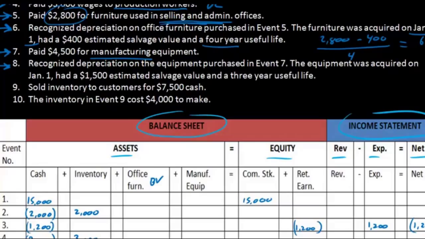Then at event 8, it says right here that we're going to recognize depreciation on the equipment purchased at event 7. This is the manufacturing equipment. It says here that the equipment was acquired on January 1st and had a salvage value of 1,500 and a 3-year useful life. So let's figure out our depreciation then.